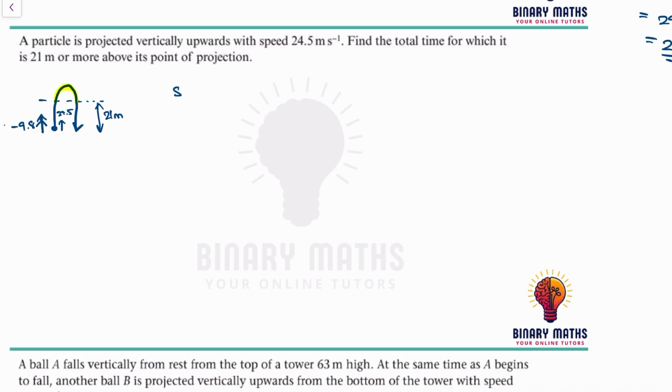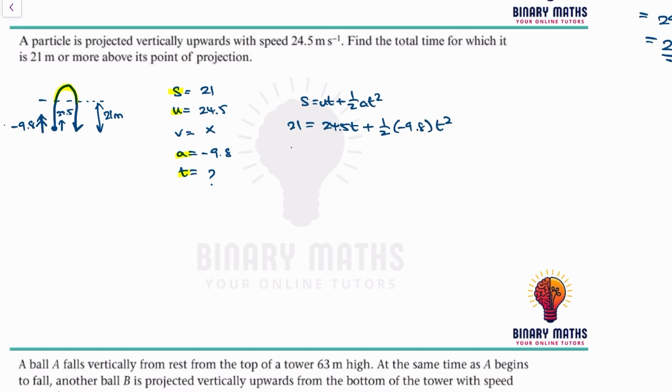So if we're doing suvat for this, displacement is 21. Initial speed is 24.5. Final speed we don't know. Acceleration is minus 9.8. T is equal to question mark. So S, U, A, and T. S is equal to UT plus half AT squared. 21 is equal to 24.5T plus half times minus 9.8 times T squared. 21 is equal to 24.5T minus 4.9T squared.